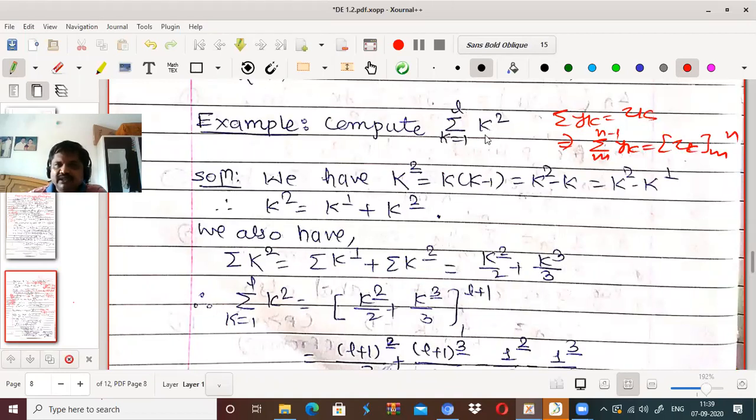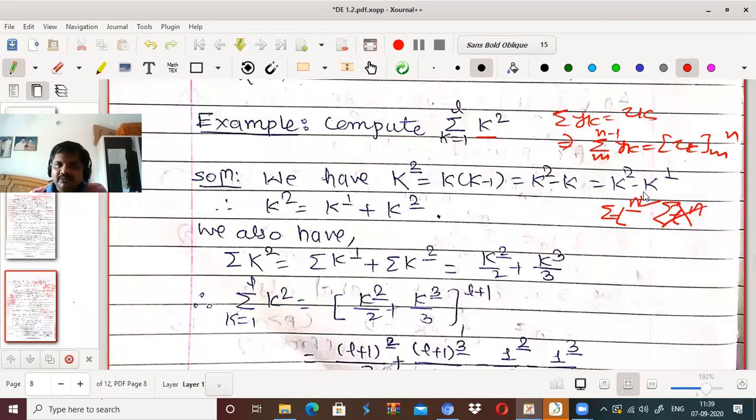That means you have to find the indefinite summation of k square. But there is no formula for obtaining summation of t to the power n. There is a formula for t to the power falling n, for which we can find the summation. There is no direct formula for t to the power n. But for this we have the formula there.